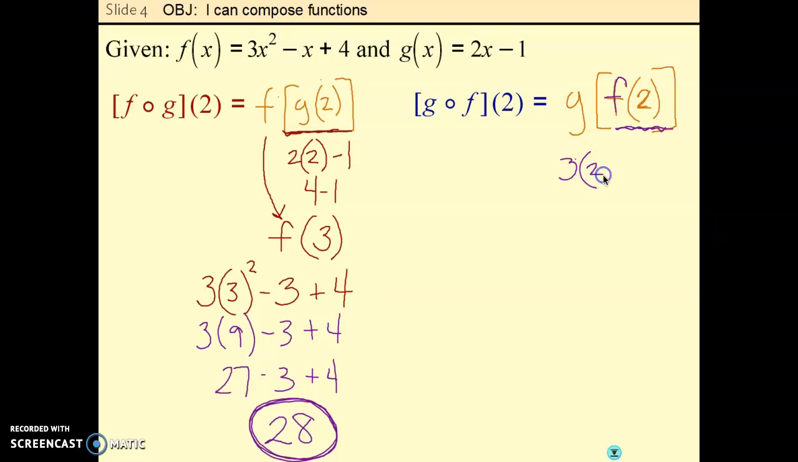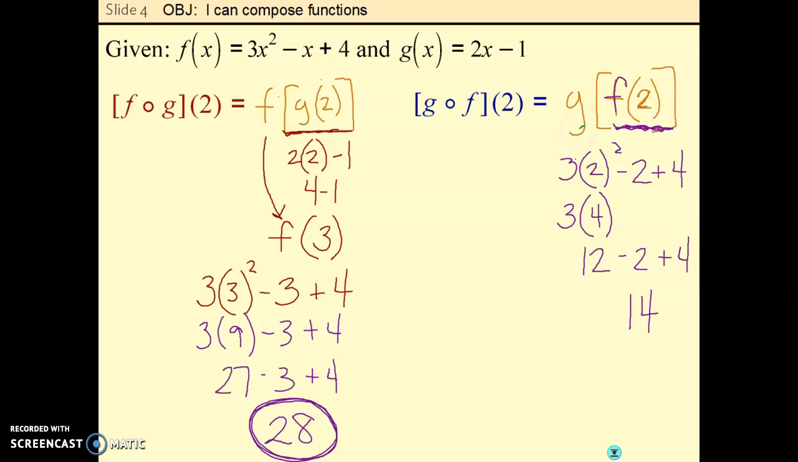times 2 squared minus 2 plus 4. Order of operations again, so that's 3 times 4, so that's 12 minus 2 plus 4. And so that would give me 14. Don't forget we're not done. 14 is what I get from plugging 2 into the f function.